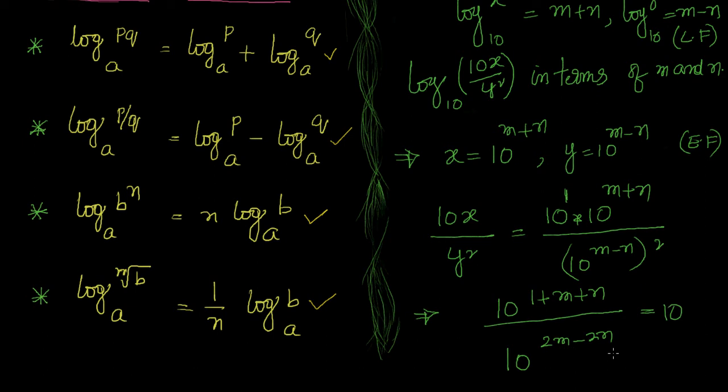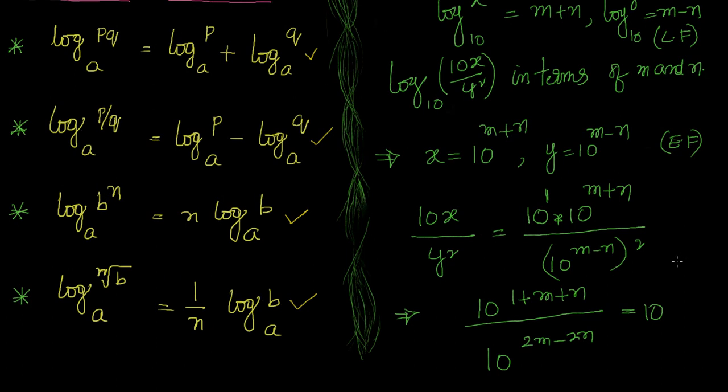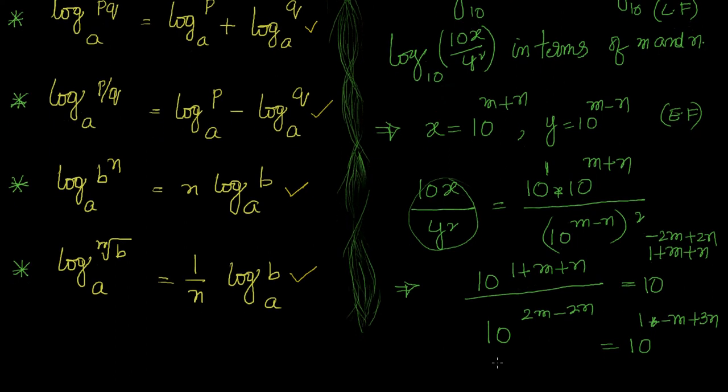Now again I can bring them up so that they become minus. I think you are well aware of that. Those are all the fundamentals of exponentials. This becomes 1 plus m plus n minus 2m plus 2n. That is nothing but equal to 10 to the power of 1 minus m plus 3n. This is nothing but 10 to the power of x by y square, right? But what I want is log of this. I want logarithm of 10 to this whole stuff, 1 minus m plus 3n.